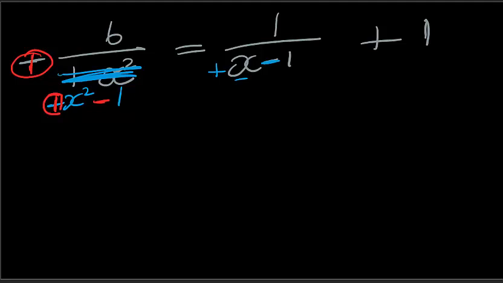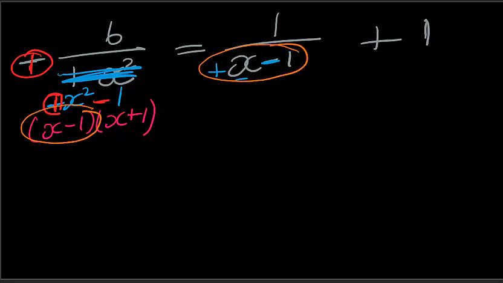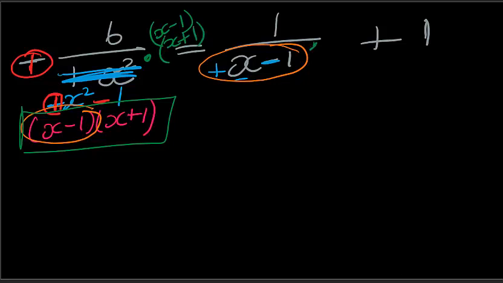Let's do difference of squares there. X squared minus 1 is actually equal to x minus 1, x plus 1. Okay, now I see similarities. X minus 1 and x minus 1 look the same, and then x plus 1 is on its own. So my common denominator is going to be this. I'm going to multiply each term by x minus 1, x plus 1.